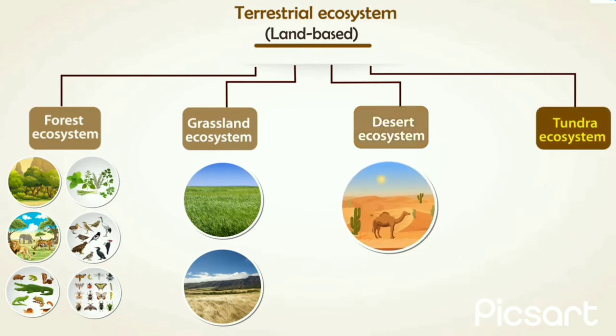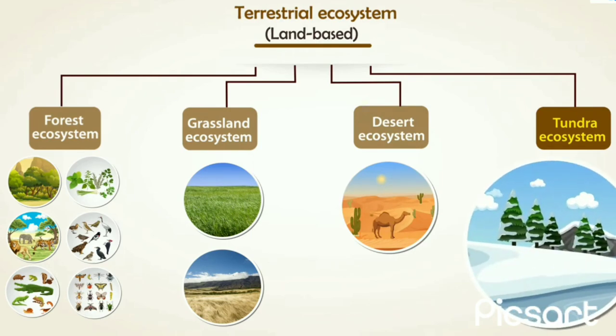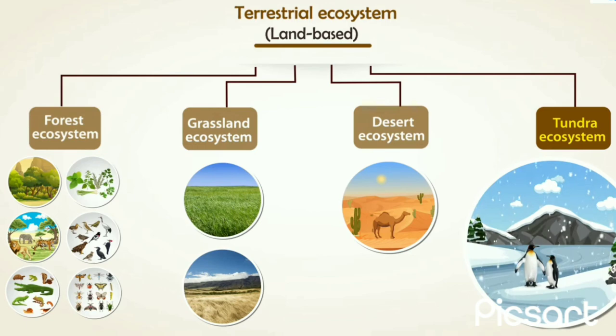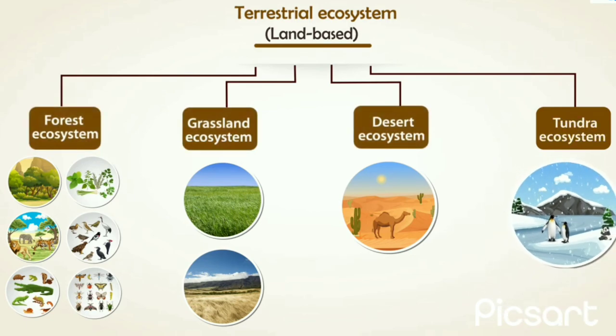Talking about the tundra ecosystem, this region is devoid of wide varieties of trees and found in cold climatic regions. The regions are covered with ice most of the time. The plants and animals in this region are adapted to survive in extreme cold. Here we covered the different terrestrial ecosystems.